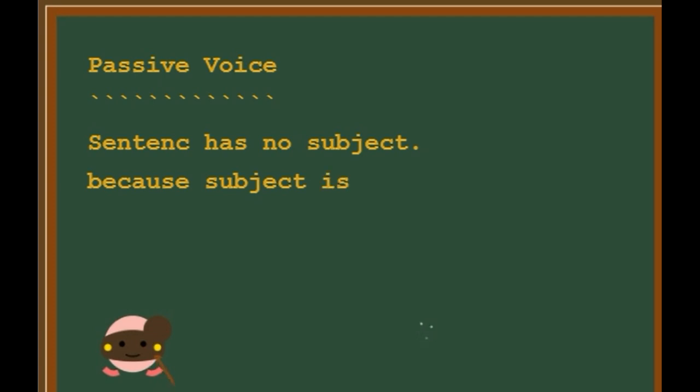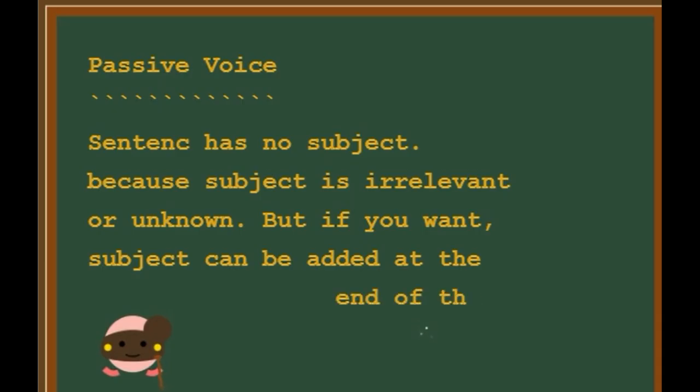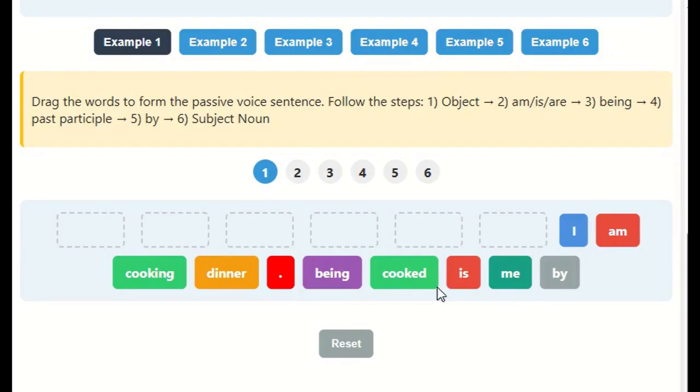In passive voice, sentence does not have a subject, but if you want, subject can be added to the end of the sentence. Here is my transformer. We'll practice here to get a good understanding. Now we take the first example.